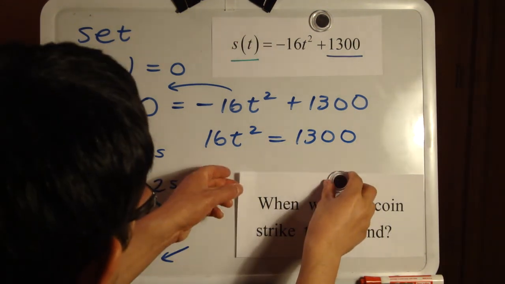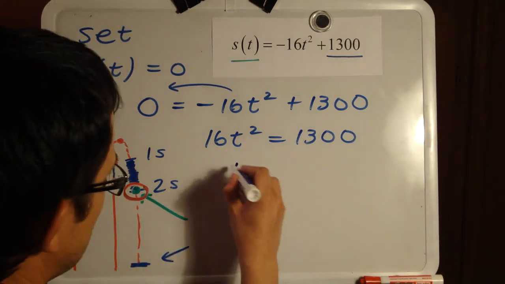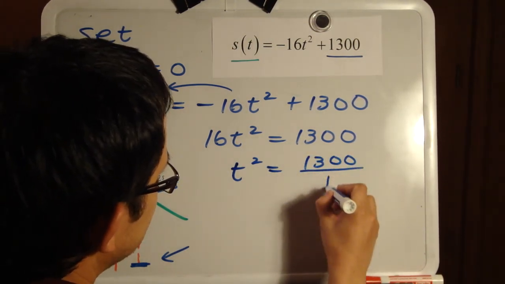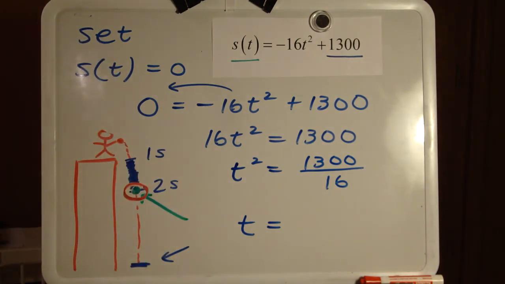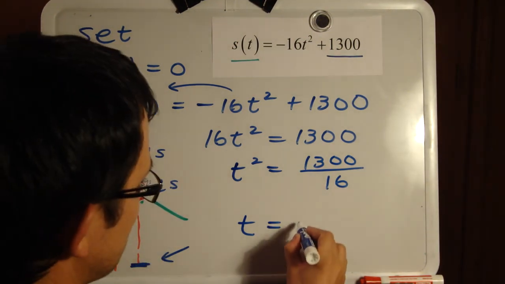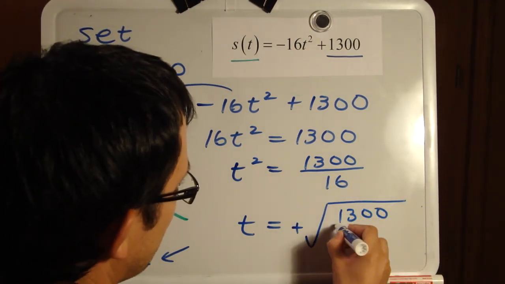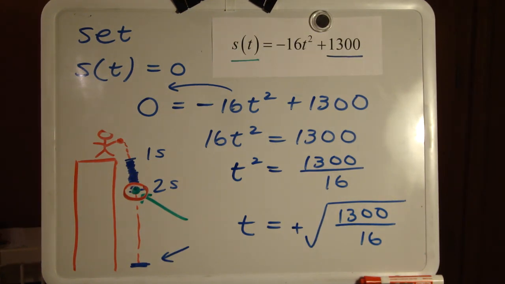So I'm going to move this to give me some room. And so you can divide by 16 and then take a square root. So we can see where this is going. And time here, we want it to be positive, right? Positive direction. So we'll take plus the square root of 1300 over 16. And then naturally, you can estimate that. And you'll find this is pretty close to 9.